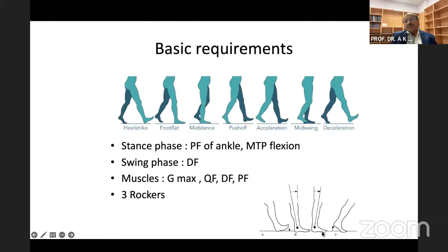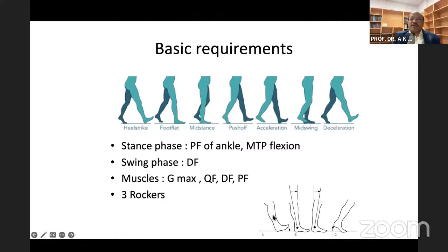Next rocker is the midfoot rocker. See, the whole body is coming forward. And the last rocker is the metatarsophalangeal joint, that is at the base of the toes. So these three rockers are very, very important during locomotion. And these rocker actions should be incorporated in our orthosis also.